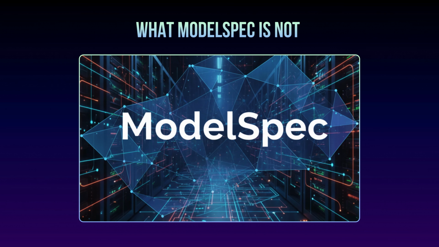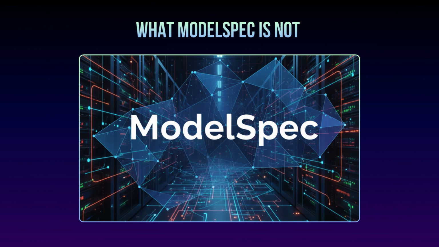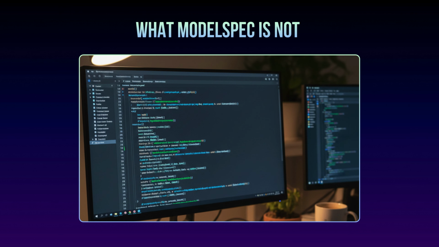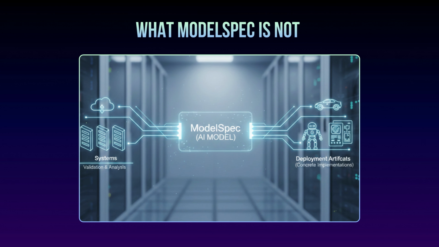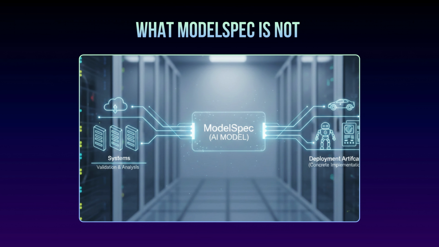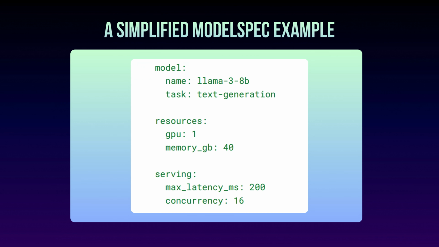Model spec is not a replacement for existing infrastructure tools. It's not Kubernetes YAML. It's not Terraform. It's not a runtime configuration file. Instead, model spec acts as input to those systems, providing a higher-level description that can be validated, analyzed, and compiled into concrete deployment artifacts. Here's a simplified example of what a model spec might look like.